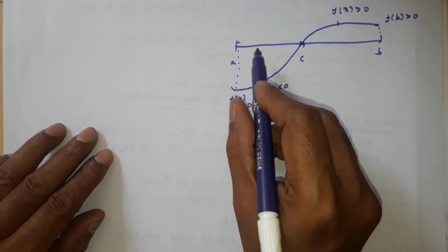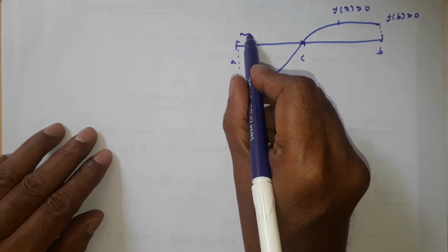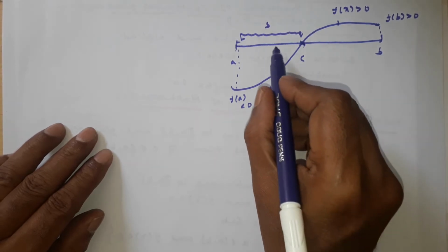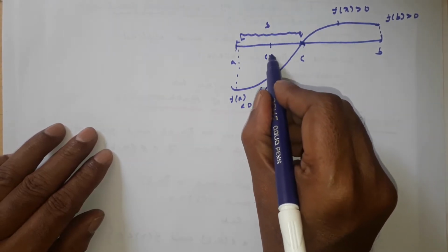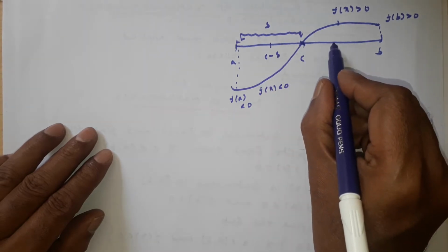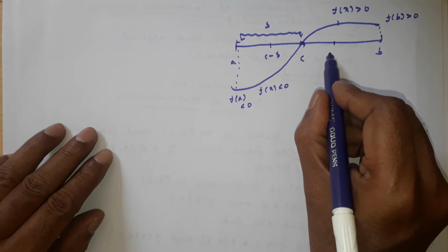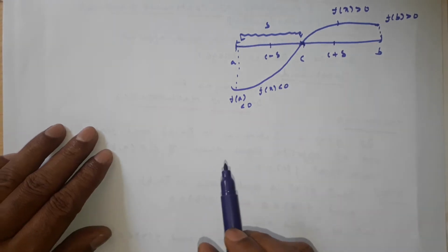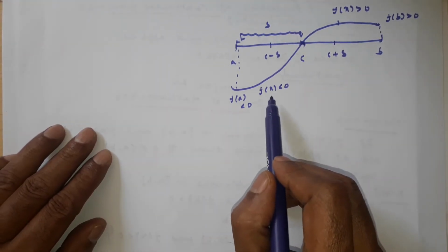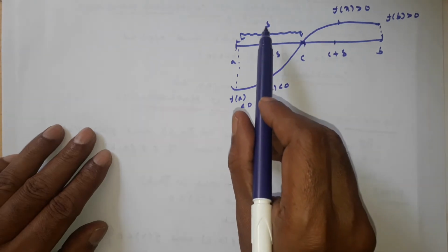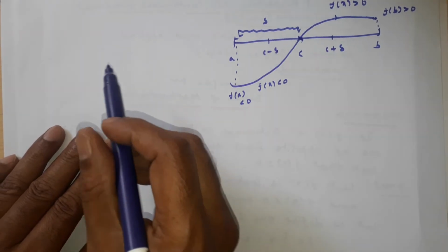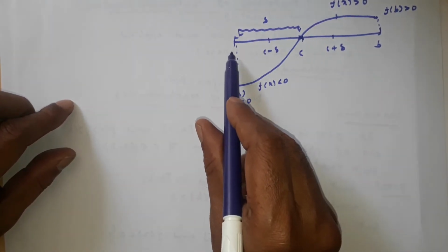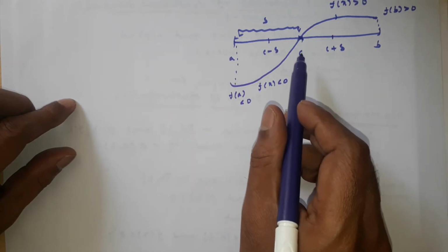So this is the set S we defined. This is the set S, and the neighborhood is delta. Suppose the delta neighborhood is c minus delta on this side, and c plus delta on this side. Right. As the function is defined for all x with f of x less than 0, anyhow, for this set S, a is the lower bound and c is the upper bound.